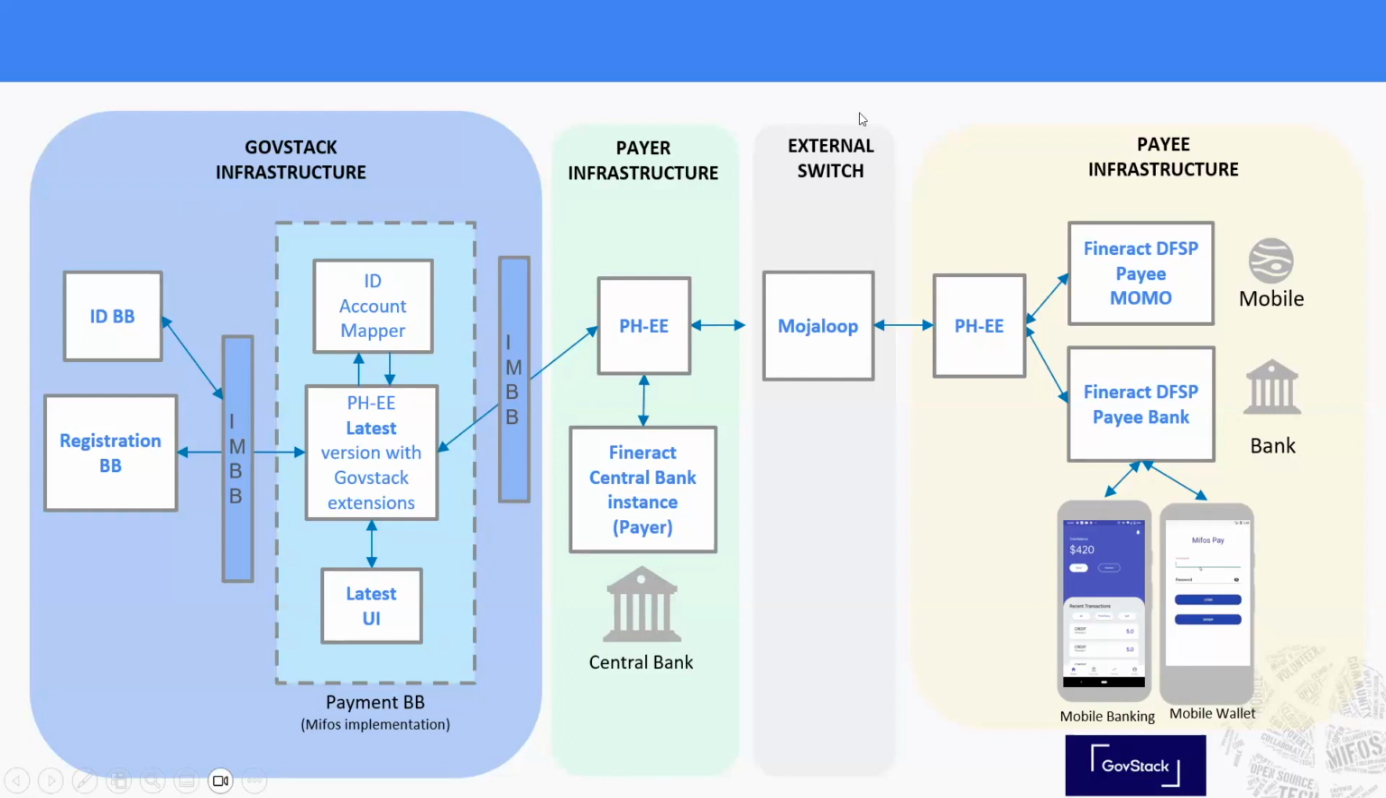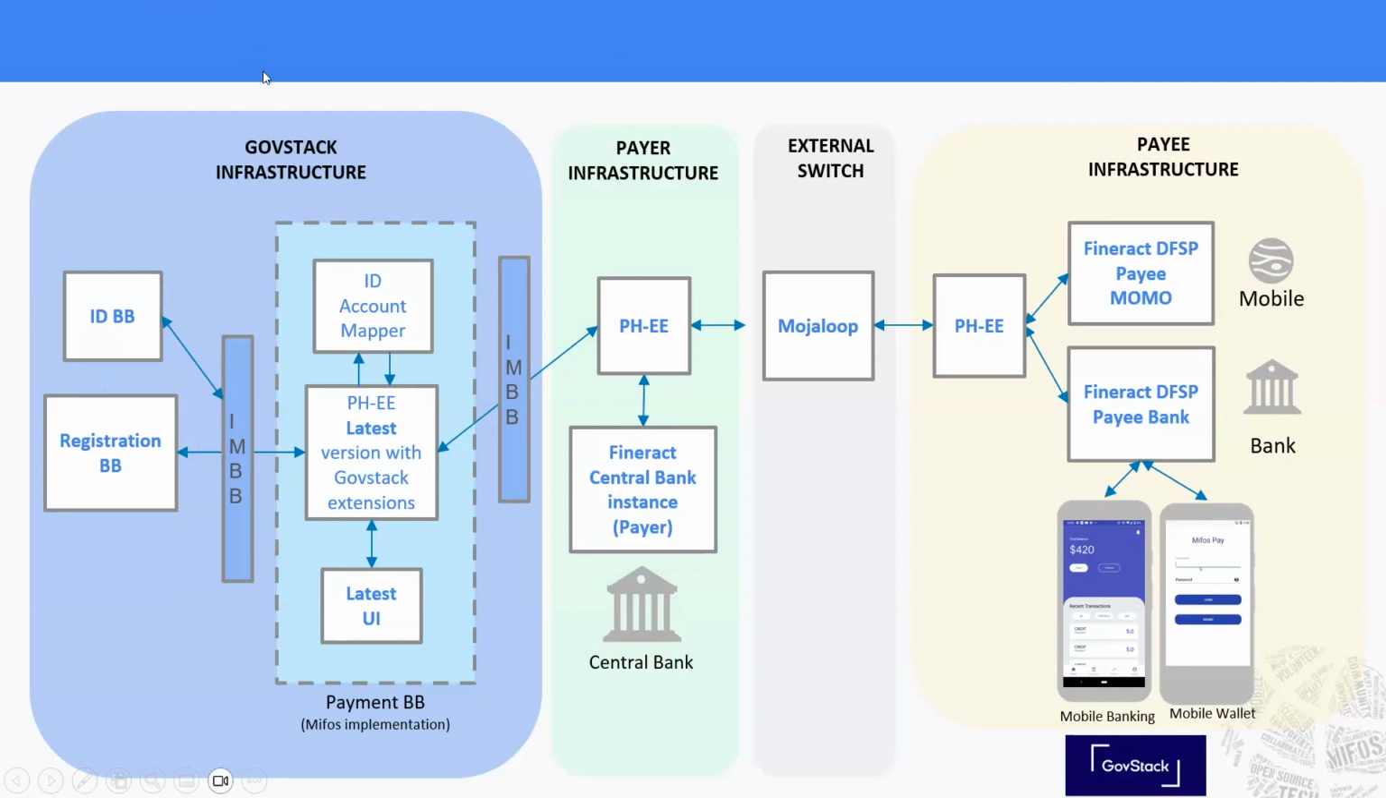Then we also have an external switch. There could be multiple external switches, but just to show you that for a simple transaction to occur, these are the types of hops for an end-to-end transaction, and these are the types of zones that a transaction goes through. And finally, there's a payee infrastructure. The reason we are showing you this is because we want to show you which zones a transaction travels through.